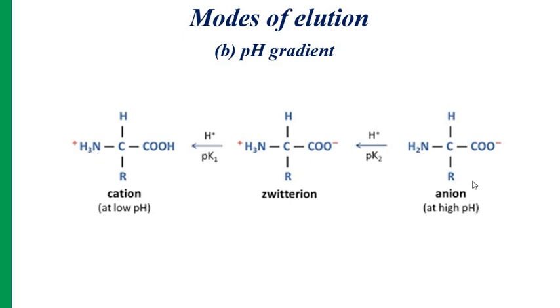While at high pH, there is a reduced hydrogen ion concentration in the medium. Hence, the amino group, NH3 plus, will lose its proton, while the carboxylic group will also lose its proton and will become negatively charged and will give the amino acid acidic character. Hence, at high pH, the amino acid behaves as an anion. There is a value of pH at which an amino acid is electrically neutral, it carries no charge. This value of pH is known as the isoelectric point.